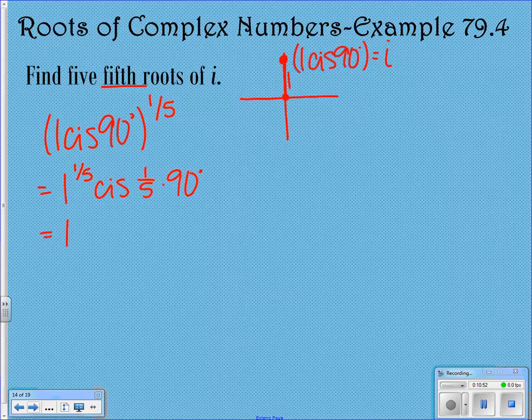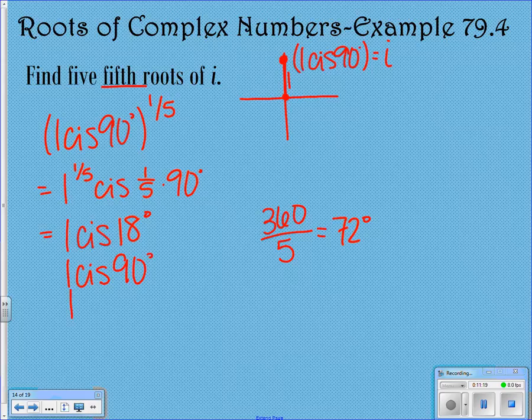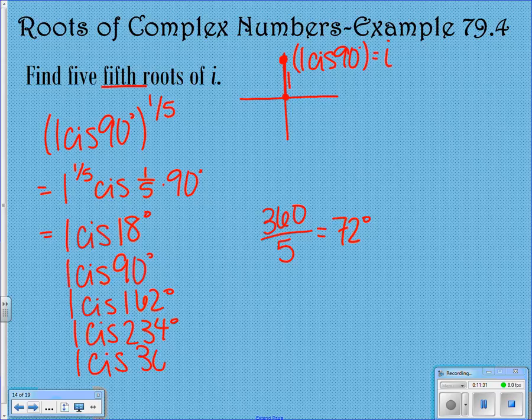So 1 to the 1/5 is 1, and then CIS 1/5 of 90 is 18. So that's the first one. Now for the next ones, we're going to say 360 divided by 5, because we're looking for the fifth roots, and that's 72. And so we're going to add 72 to 18 to get 90 degrees, and then add 72 again to get 162, add 72 again to get 234, and then add 72 again to get 306, and that's the fifth one, and so those are our 5 answers.